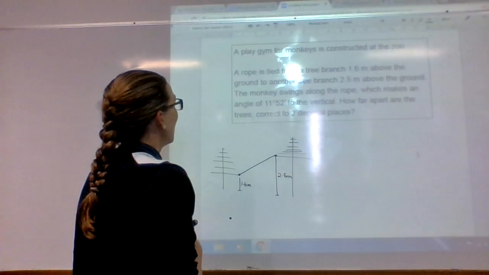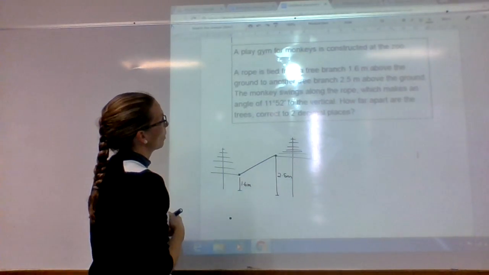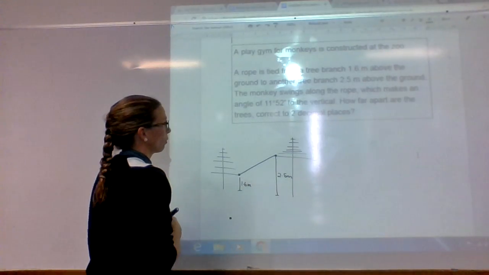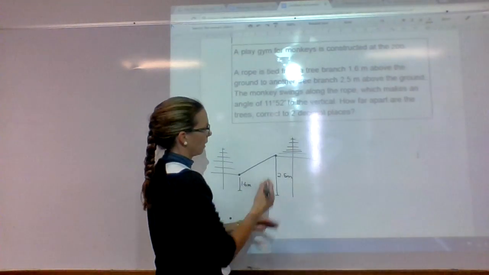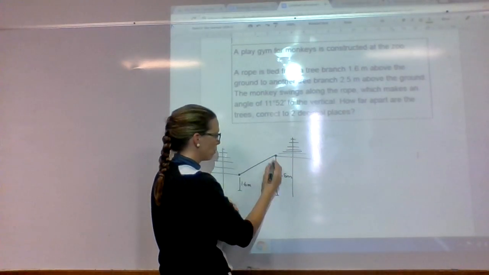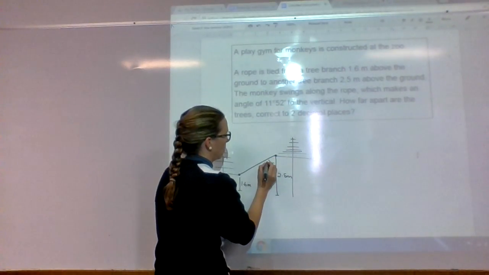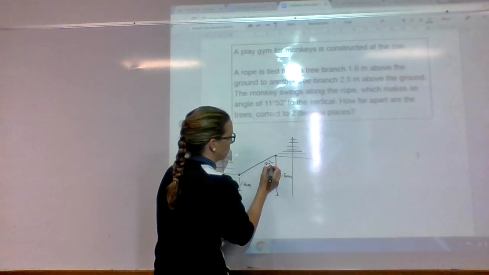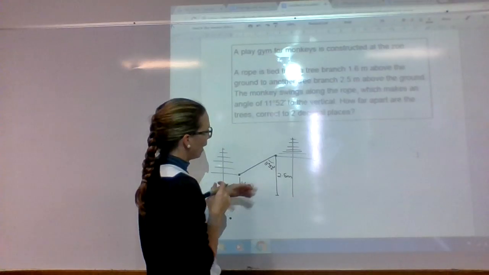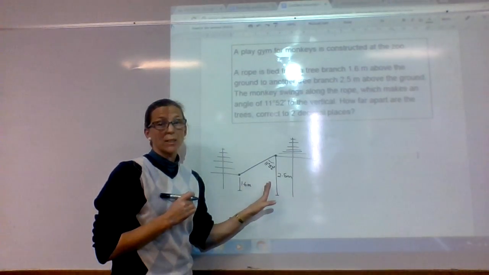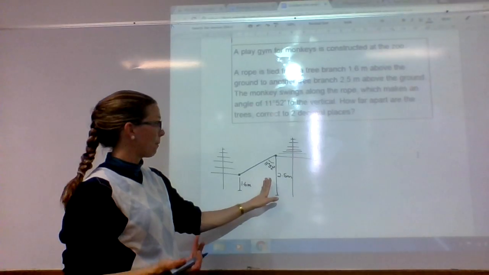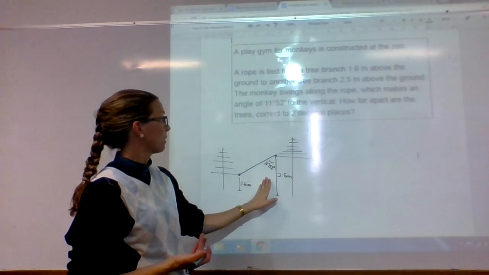It says the monkey swings along the rope, which makes an angle of 11 degrees and 52 minutes to the vertical. Well, it's got to be hanging from the highest one, which means that here's the vertical, so this angle here must be the 11 degrees and 52 minutes. Now, obviously, my diagram doesn't look like it's overly to scale, so at this point, I might like to redraw my diagram now that I'm starting to make sense of it.